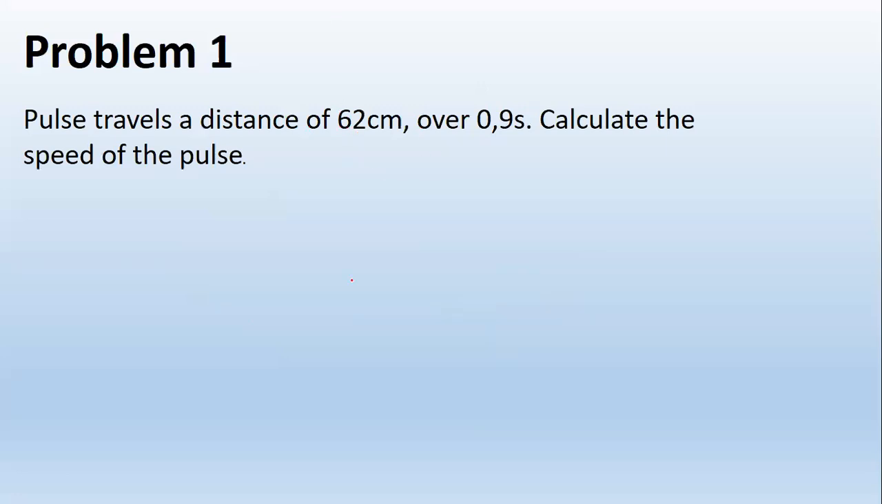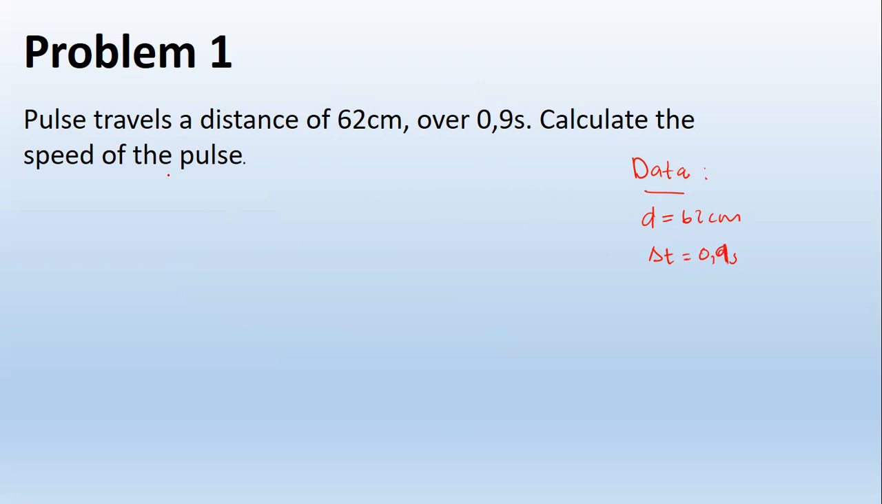Now let's have a look at this problem, which is problem number 1. Problem number 1 reads as follows. They say to us, a pulse travels a distance of 62 centimeters over 0.9 seconds. Calculate the speed of the pulse. So now we're going to write down the data that is provided from this statement. We have the distance. They said our distance will be 62 centimeters. We are also provided with change in time. In this case, our change in time will be 0.9 seconds.